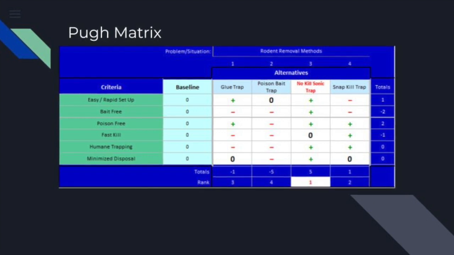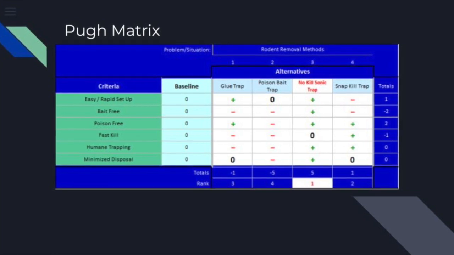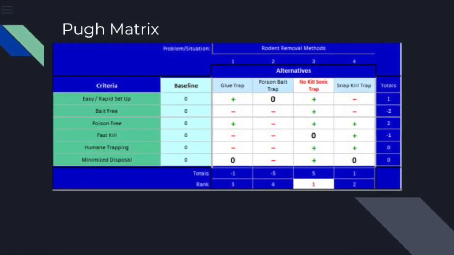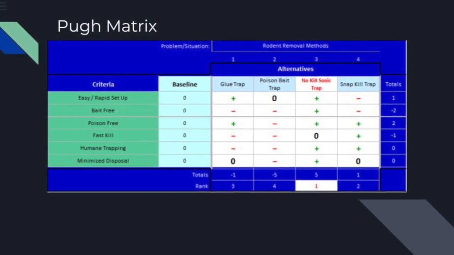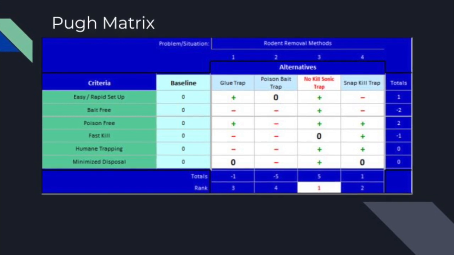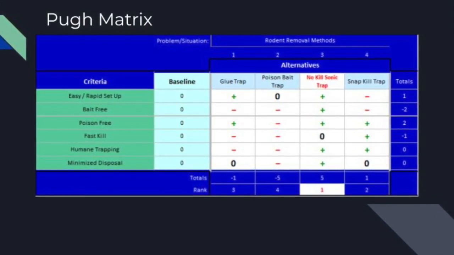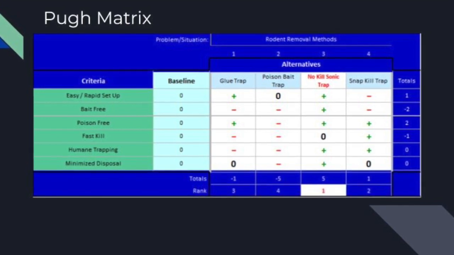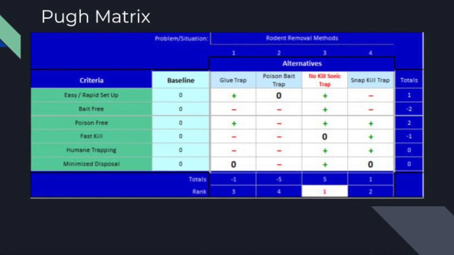So putting these design concepts into our Pugh matrix with some of the established criteria that we derived from our job mapping outcome statements, we found that the no-kill sonic trap ranked number 1 with a total score of 5, and the lowest ranking being the poison bait trap with a score of -5, so it didn't touch on any of those bases. We used the Victor mousetrap as our baseline.